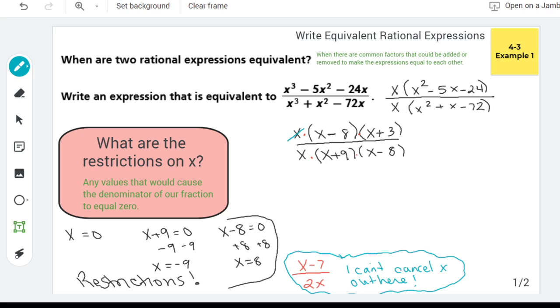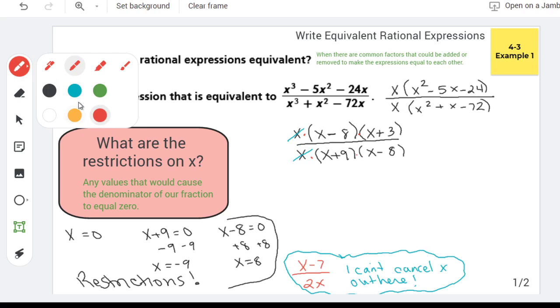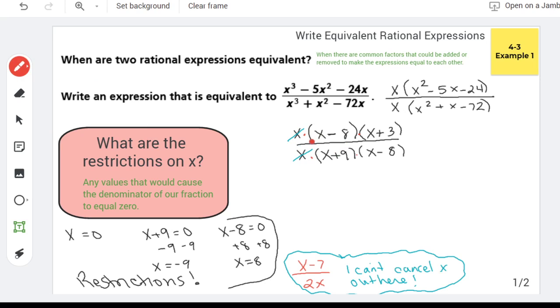Alrighty, so I have an x in the top and an x in the bottom, so those are going to cancel out. I also have an x minus 8 and an x minus 8. So once we've canceled all that out, now we can create our final equivalent expression.